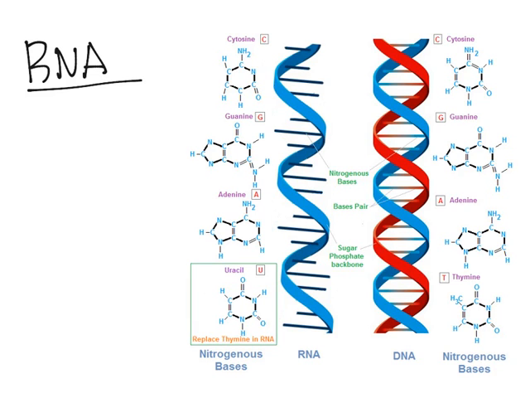So in this video, I'm going to talk about RNA. And so here's a diagram comparing DNA and RNA. And so as you can see, everything is essentially the same, but RNA is a single strand. So there is no double helix.